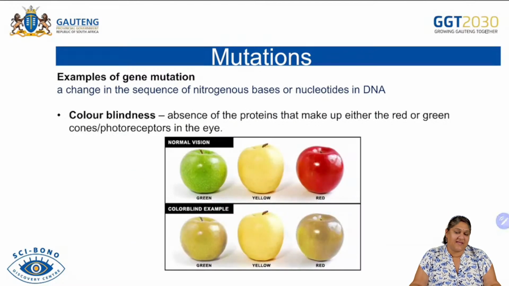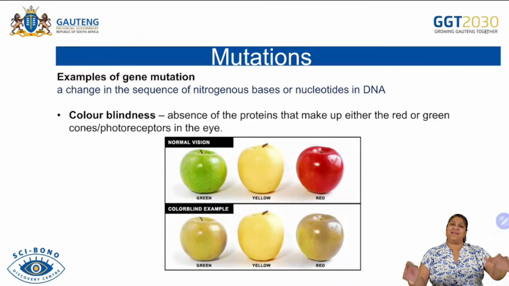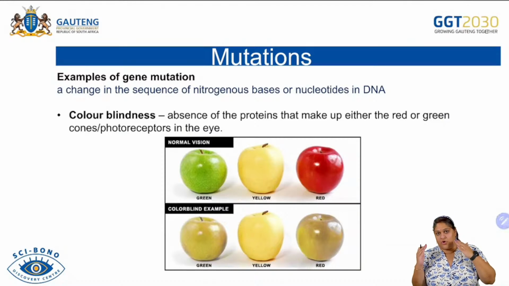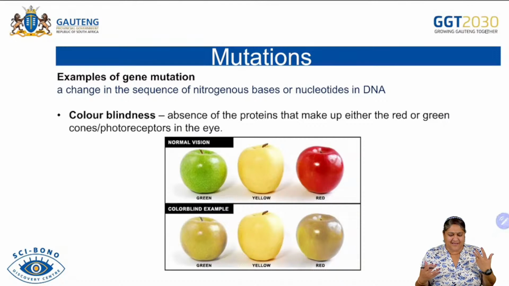They can give you any other one, but there will be an indication in the extract that they give you, or in the scenario that they give you. There will be an indication to you whether it's a gene mutation or a chromosomal mutation. Okay, they'll say something about the change in the sequence of the nitrogenous bases or something.